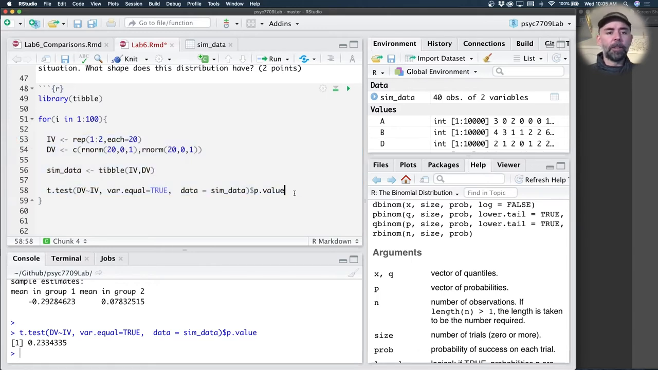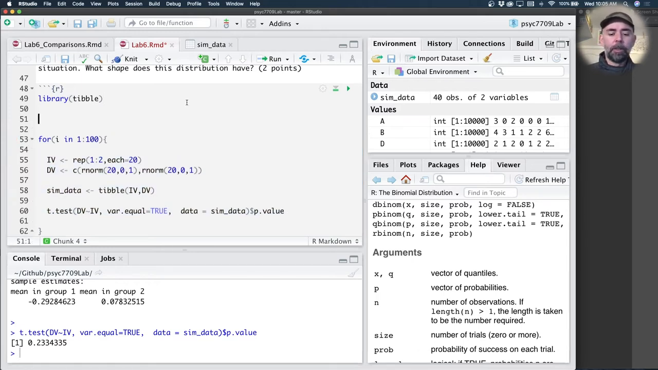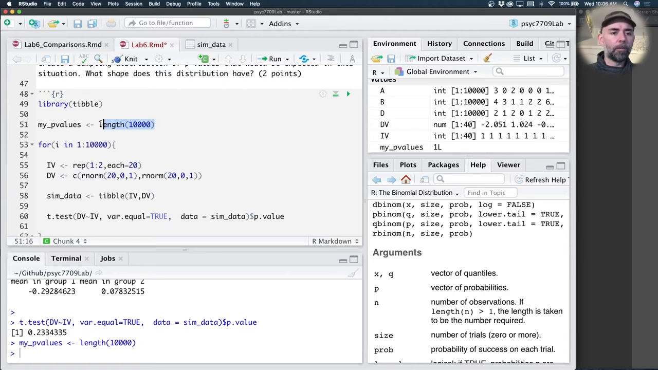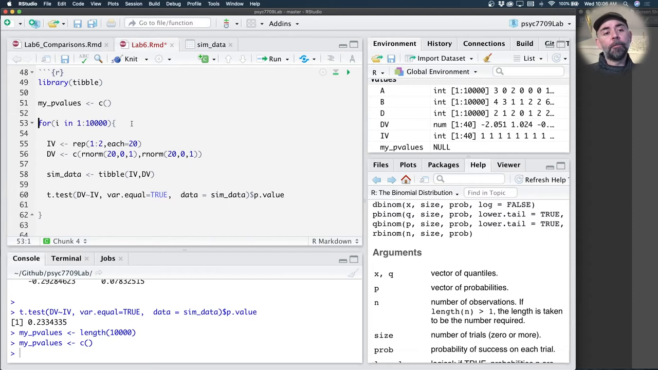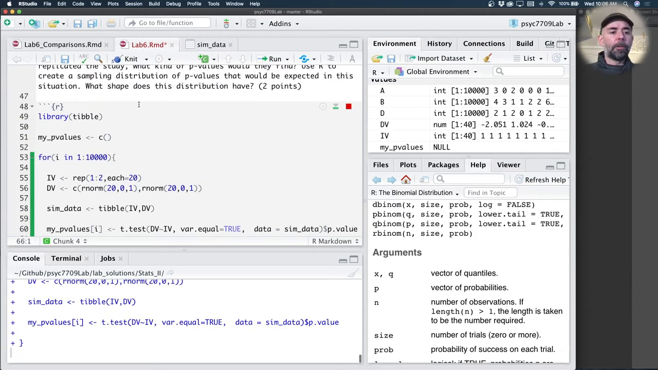I decided to persist in this method. I want to create a variable called my p-values. Let's get 10,000 values here. Well, whatever, we don't need to do that. We can just make an empty vector. And for each run of the loop, we want to put in the p-value that we save. So let's just quickly do this.